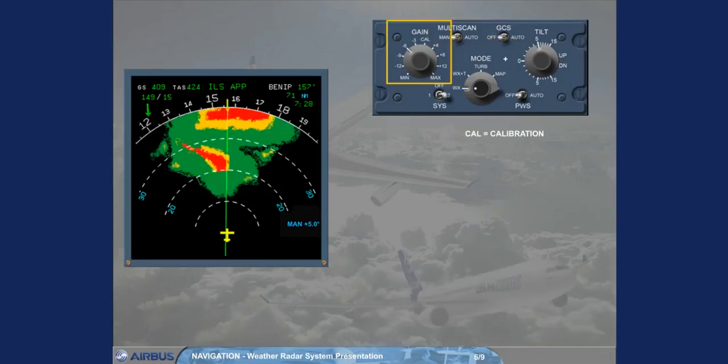The gain knob is used to manually adjust the sensitivity of the receiver in WX mode or in map mode. In this case, the white MAN GAIN appears as shown. In the CAL position, the radar adjusts the gain to the optimum calibrated setting.